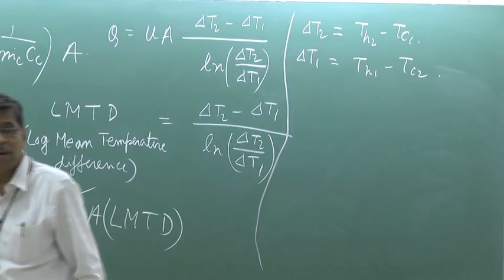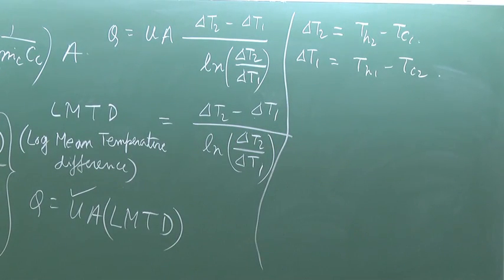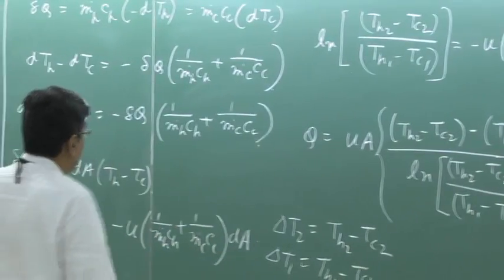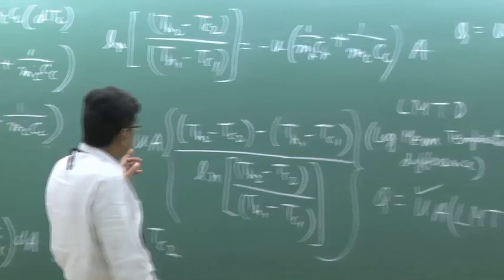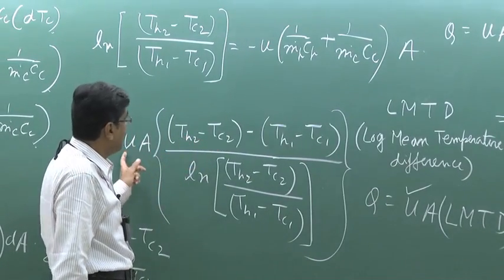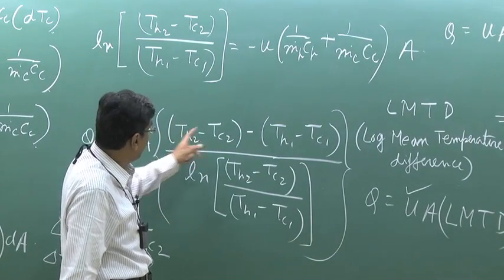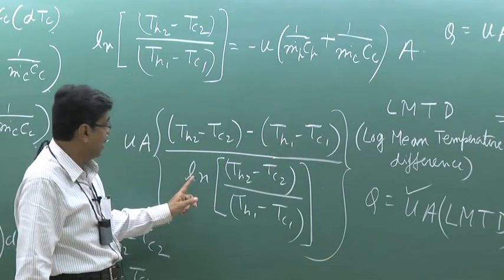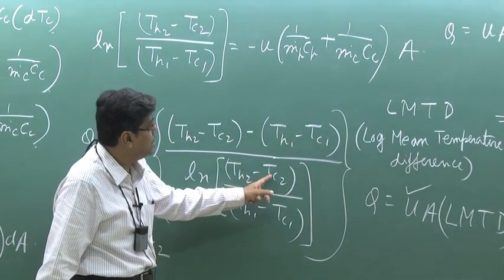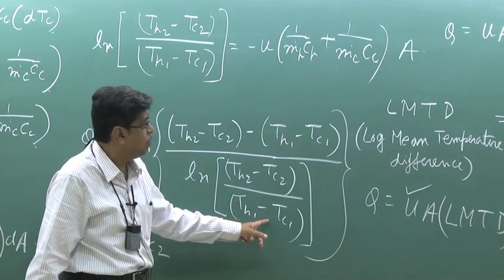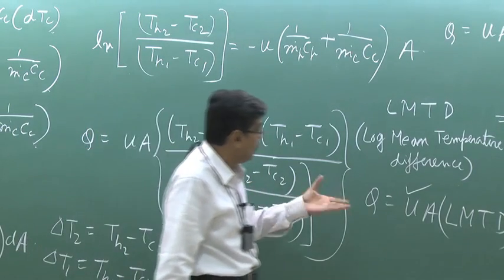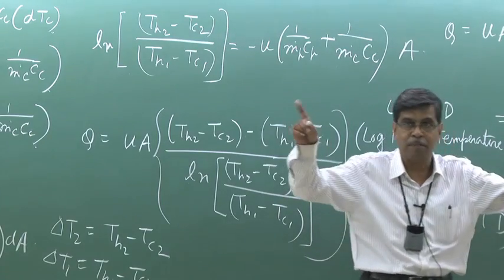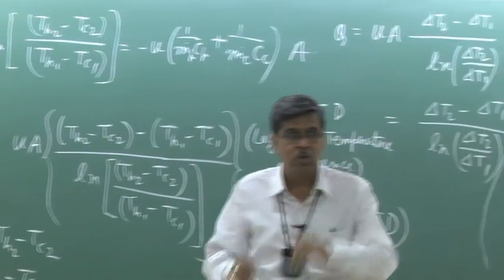Clear? How to derive it? I leave it to you as an exercise, very simple. How to derive this one? That means I have to come to this step where this will be UA into (TH2 minus TC1) minus (TH1 minus TC2) divided by ln of (TH2 minus TC1) divided by (TH1 minus TC2), so that a generic formula will come out. LMTD is delta T2 minus delta T1, the difference of delta T's divided by ln of the ratio of delta T's.